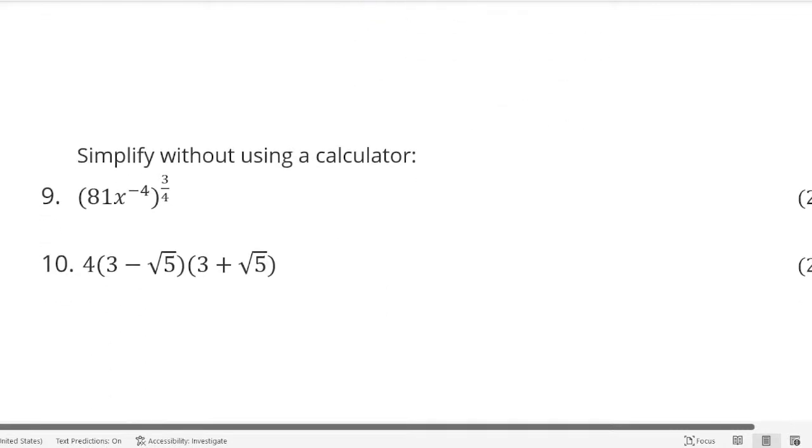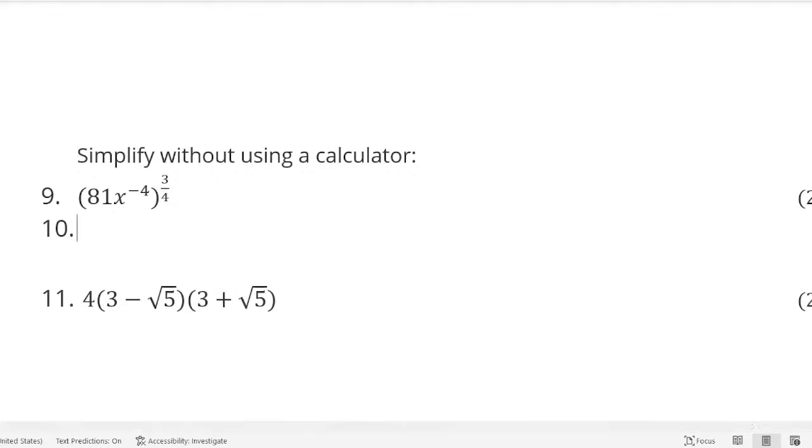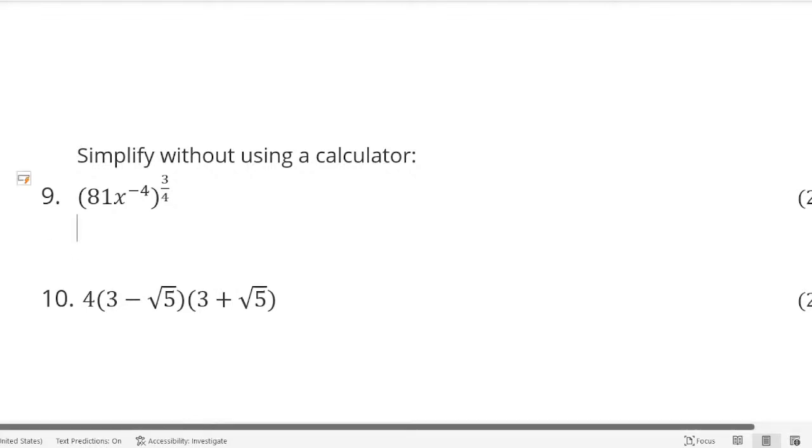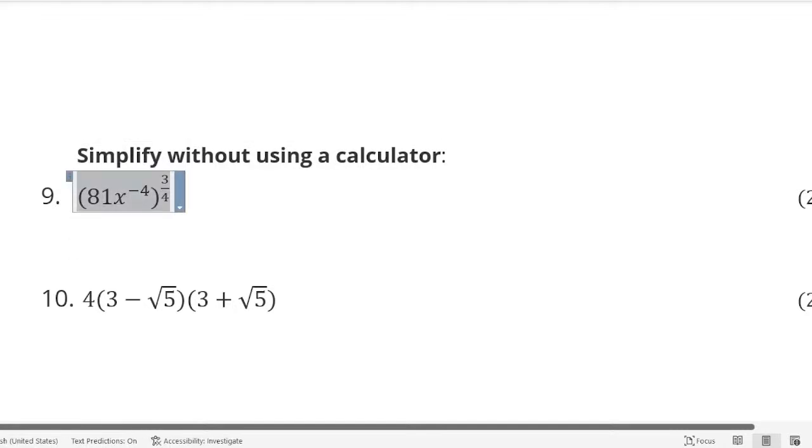All right, last one. So these are 2 marks. They are quick and easy. We simply simplify without using a calculator. As you can notice, this is in exponential form, which means this is an exponential expression, so you have to change everything into the exponential form. So 81, if you convert 81 to exponential form, is going to be 3 to the power 4.